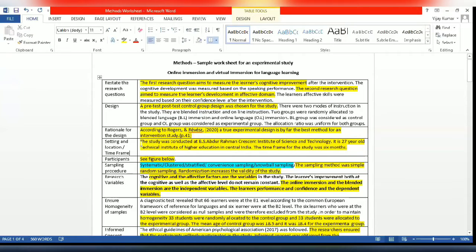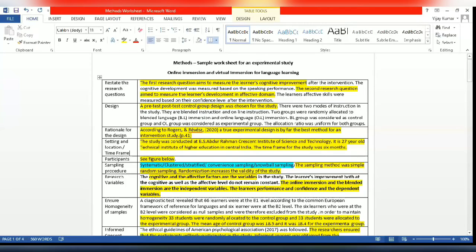So I have described here. The study was conducted at B.S. Abdul Rahman Present Institute of Science and Technology. It's a 27-year-old technical institute of higher education in central India. The time frame for the study was 6 months. So mention where your university is, where the study took place, and the time frame, how long the study was conducted. Then you just mention clear details about the participants.